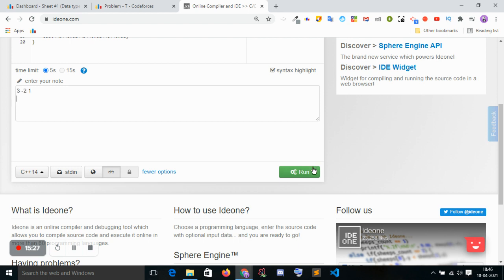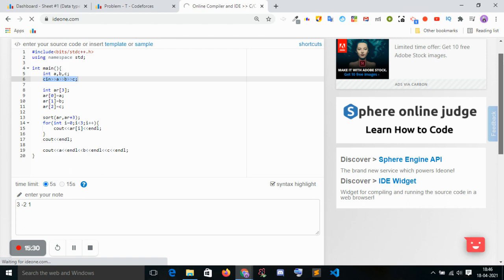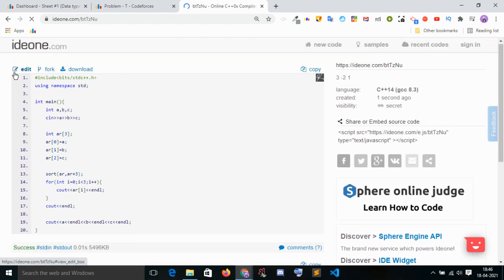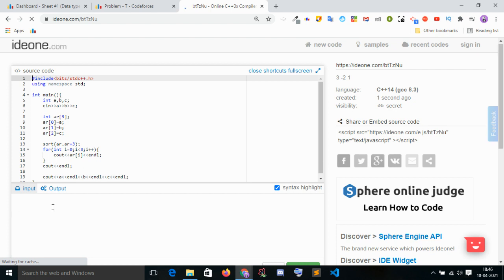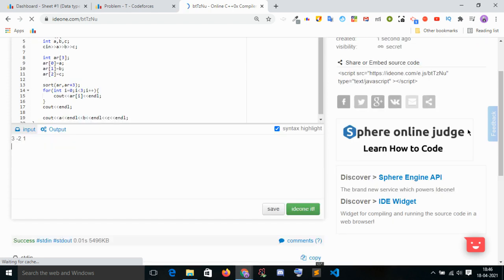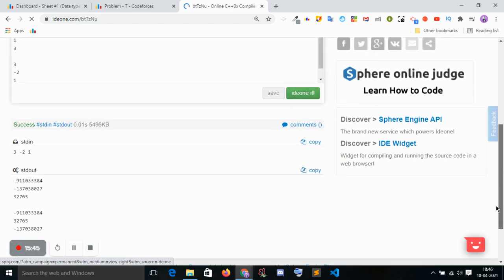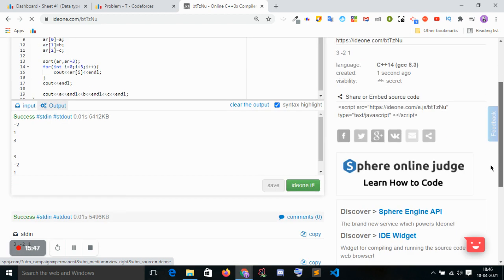So let's try it. Is it getting correct? Our input is, let's try it. The minimum and maximum option would also be correct if you are a beginner. Okay. What is happening?